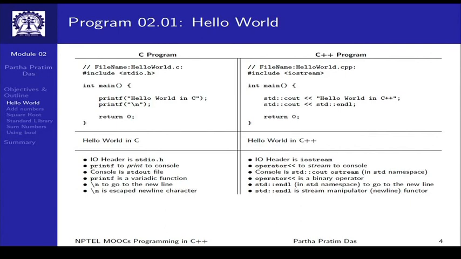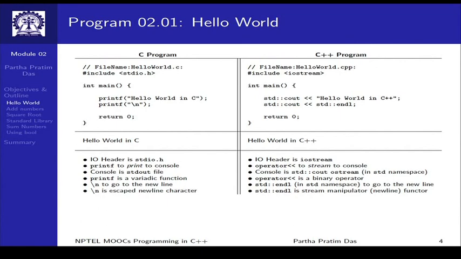First is the I/O header has changed. In C it was stdio.h, in C++ it becomes iostream. In C when we do printf, we write to console. Here we use an operator, a pair of left arrow operators called the output streaming operator to stream to console, and the console was stdout file in C. Now, it is a cout stream in C++.